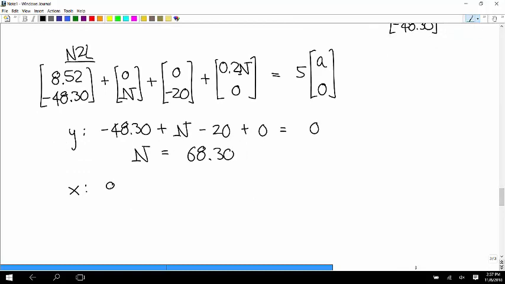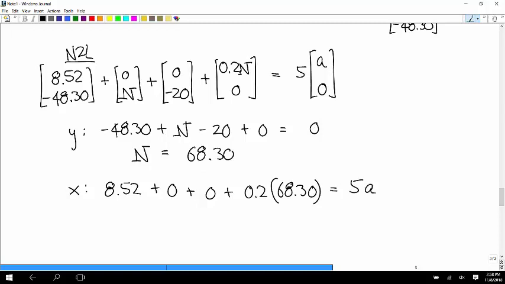And then the x equation says 8.52 plus 0 plus 0 plus 0.2 times what we calculated for the normal force is equal to 5a. And so what do you get for a? So positive 4.436 meters per second squared.